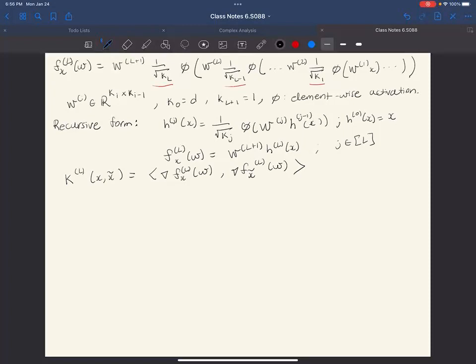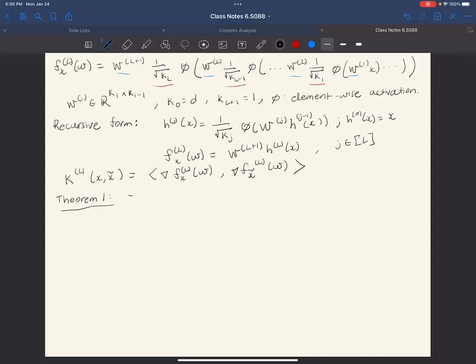Now we've reduced the problem of computing the neural tangent kernel to just computing an inner product of all of these partial derivatives with respect to every parameter. So how are we going to do this? Let's write out the theorem first for what the neural tangent kernel will be, and then we'll get an intuition as to how to prove this.